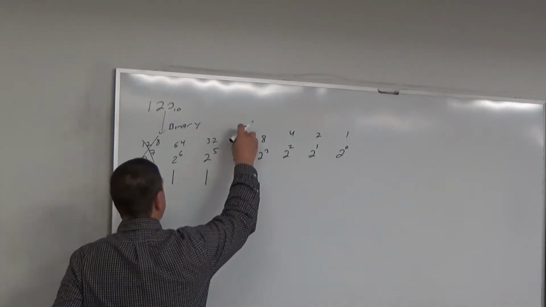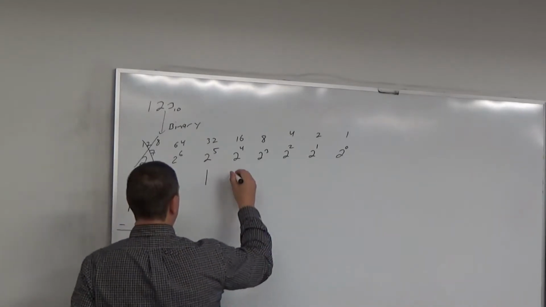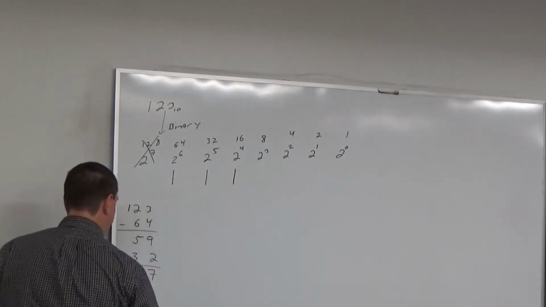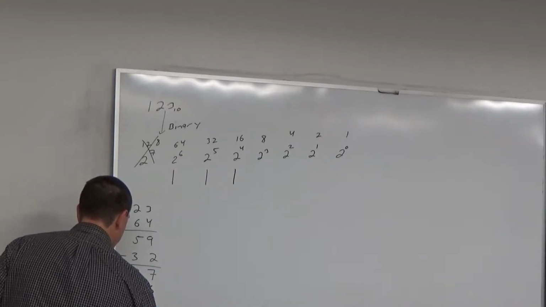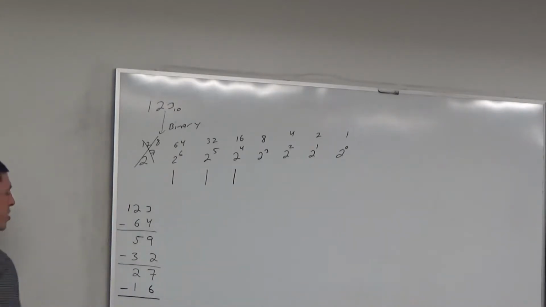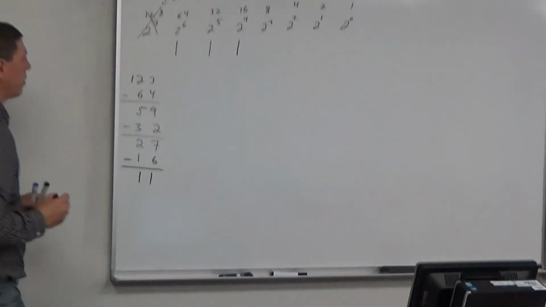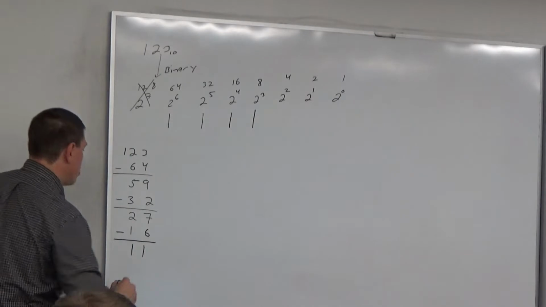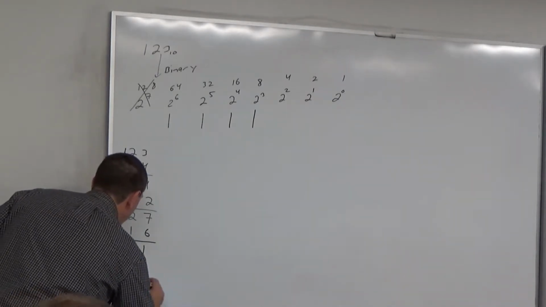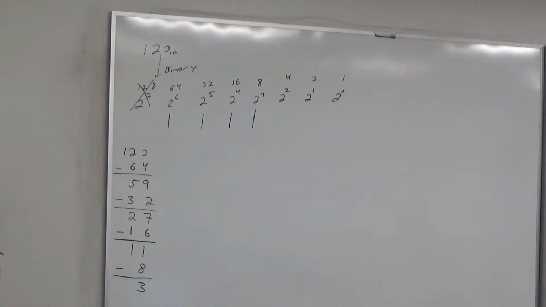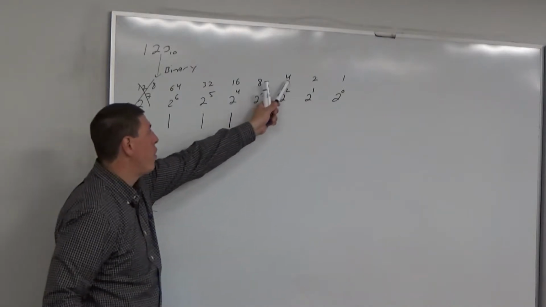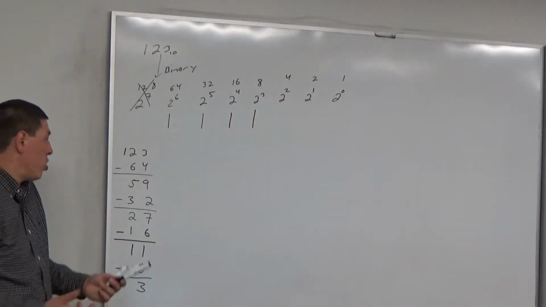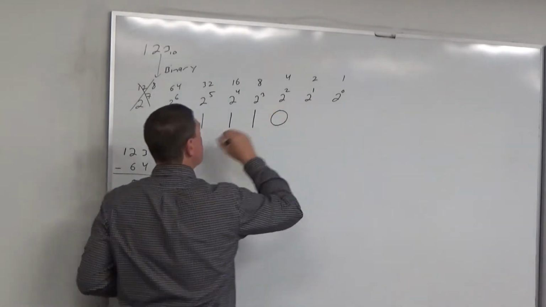I know that I can take 16 from 27. So I'm going to put a 1 under here. And then 27 minus 16 is 11. I know that I can take 8. So I'm going to subtract 8 from 11, which leaves me with 3. Now, I want you to notice when we get to 2 squared, I can't take 4 away from 3. So what I do is, I just put a 0 there.